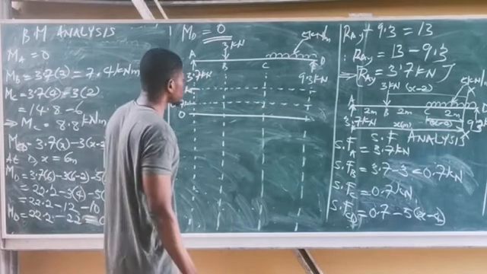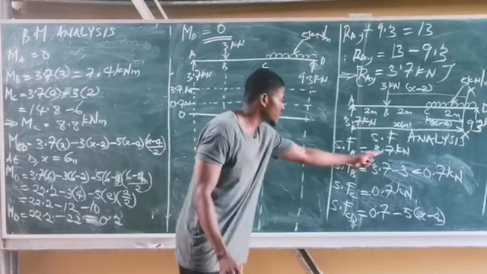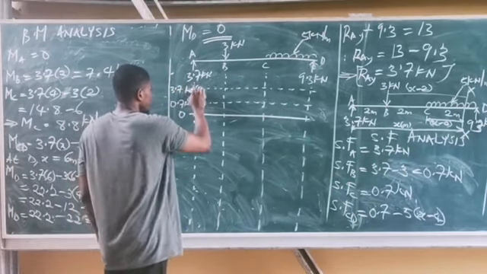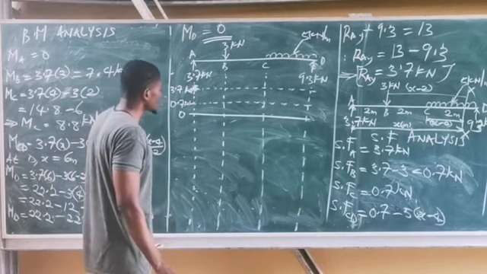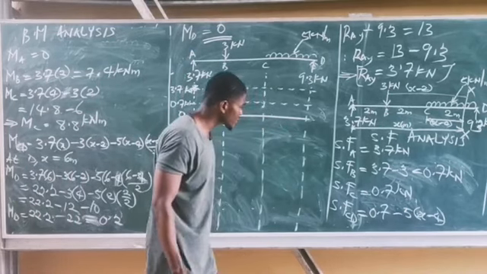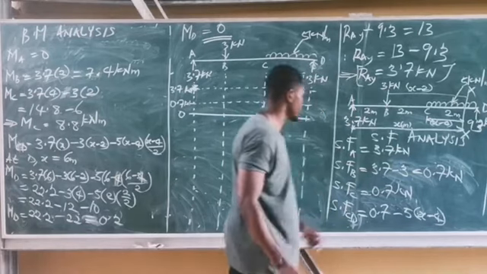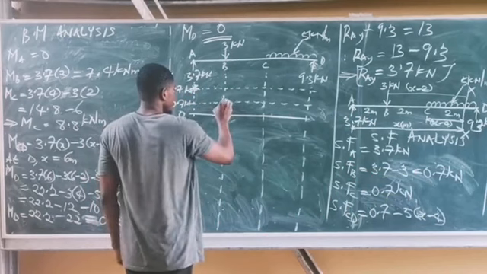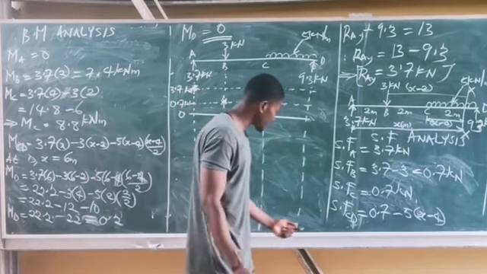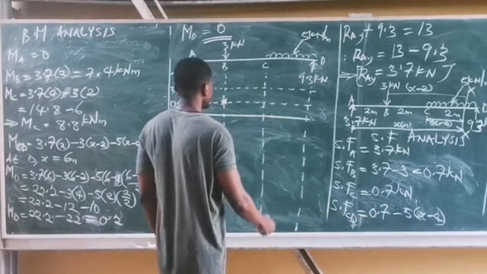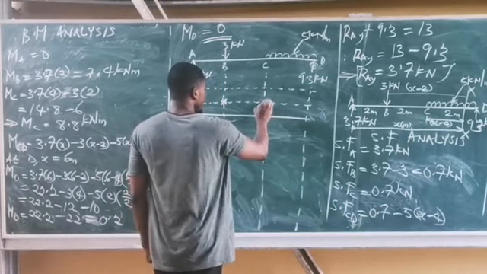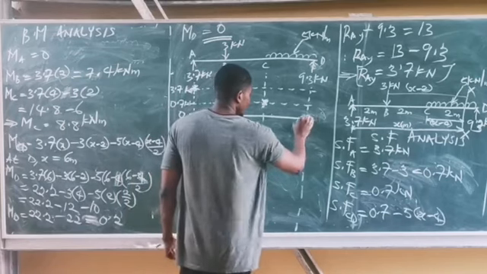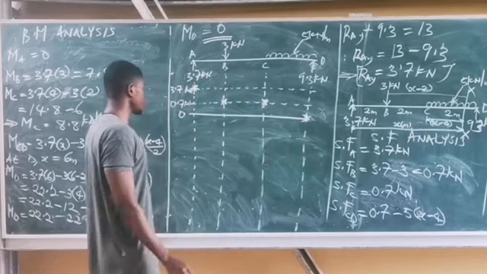Alright, so the shear force at point A is 3.7. This is the A line, this is 3.7, so you add everything. Shear force at point B is 0.7 kilonewtons. This is point B, this is 0.7 kilonewtons, so add everything. Shear force at point C is also 0.7 kilonewtons. This is point C, so add everything. Finally, shear force at point D is 0. So this is 0, like this point D.